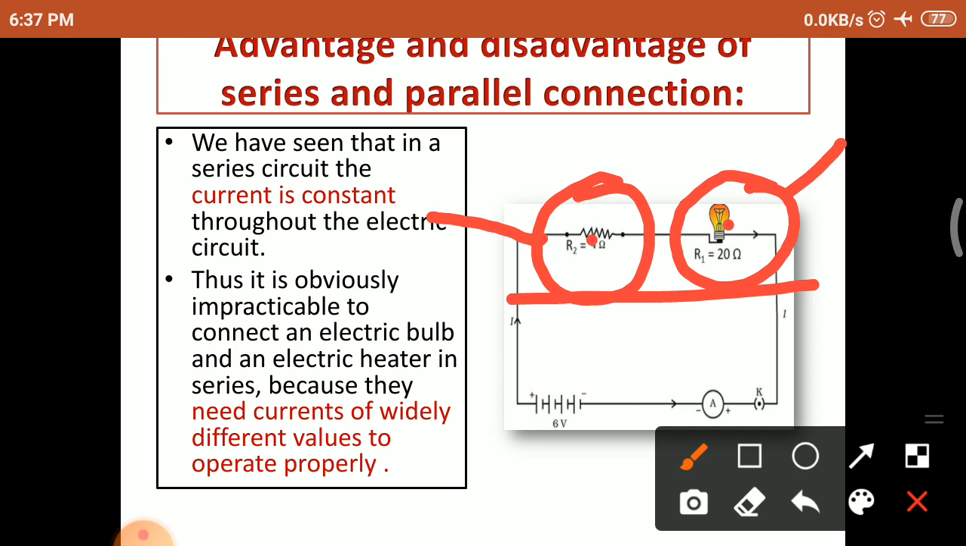We cannot connect different electric gadgets in series combination because these gadgets need different amounts of current. But when we connect them in series, the same amount of current is flowing in both electrical gadgets.